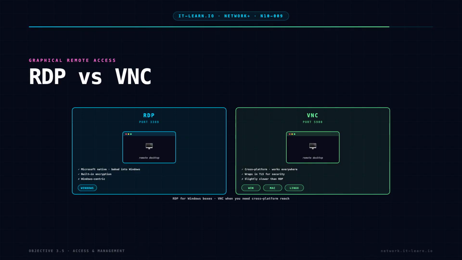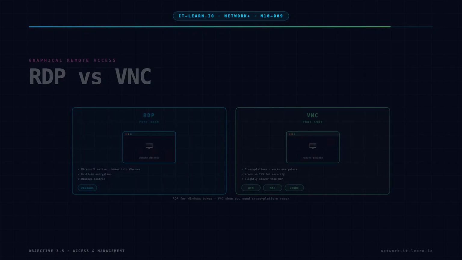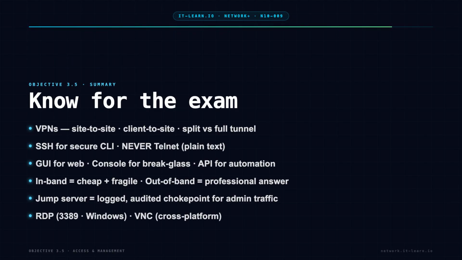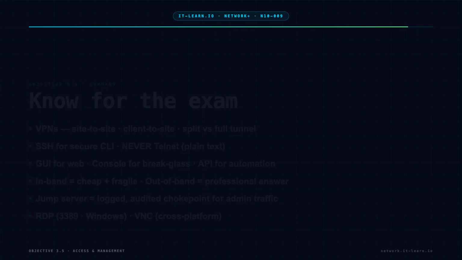Let's tie it all together. VPNs, now site-to-site for office-to-office, client-to-site for remote users, full client versus clientless, split tunnel versus full tunnel. SSH for secure command line device management, replace Telnet, never use Telnet. GUI for friendly web management, console port as the break glass last resort. API for modern automation. In-band is cheap but fragile. Out-of-band guarantees access during outages. Jump servers centralize and audit management access. RDP and VNC for graphical remote desktop.